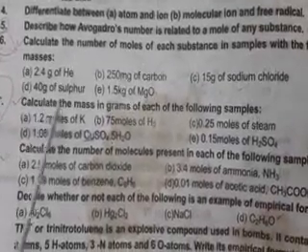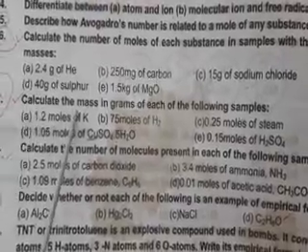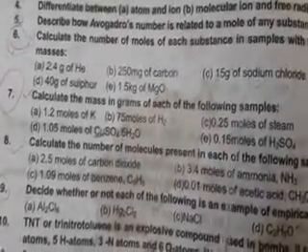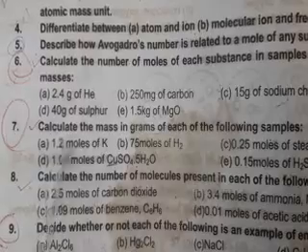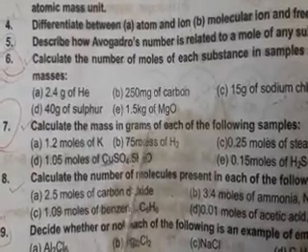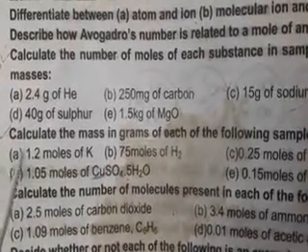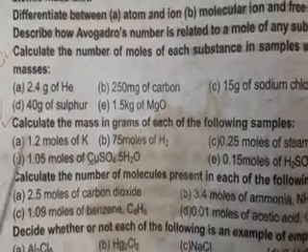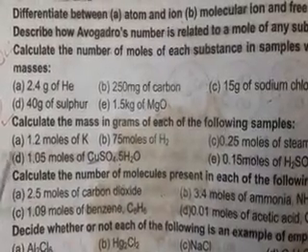Now moving towards question number 7 of the exercise. Calculate the mass in grams of each of the following samples. Now in this question you are asked to calculate mass. This question contains parts A, B, C, D and E. We'll be solving part D only.